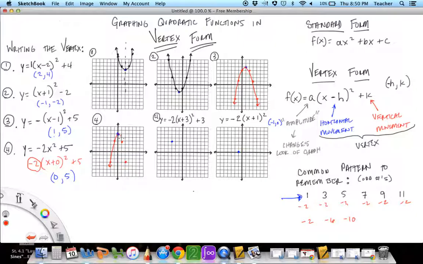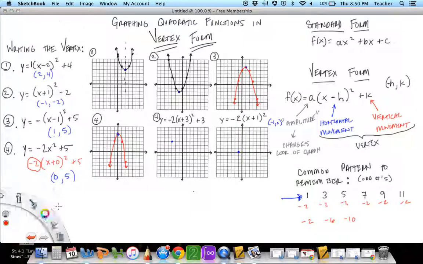Now we'll talk more about the effects of this amplitude in class together. But it's very important that we notice the change that has occurred here. In the original, the -1, it's a little bit wider. When we start putting whole numbers in front, it stretches down, or it makes it thinner, a more narrow parabola. But we'll do a lot of experiments with those in the near future.